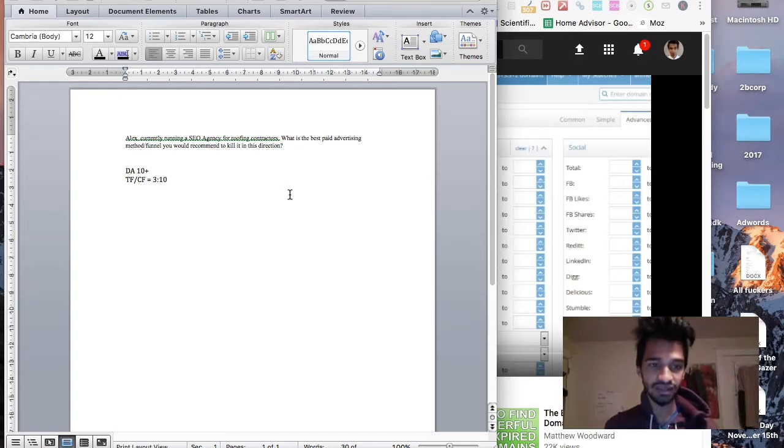If CF is over 10 and TF is 3, I wouldn't take it, because what that basically means is that the links that are coming in, the trust flow is 3 and citation flow is higher, so the number of spam in comparison to the number of trust is higher than the trust. That's like the gist of it.